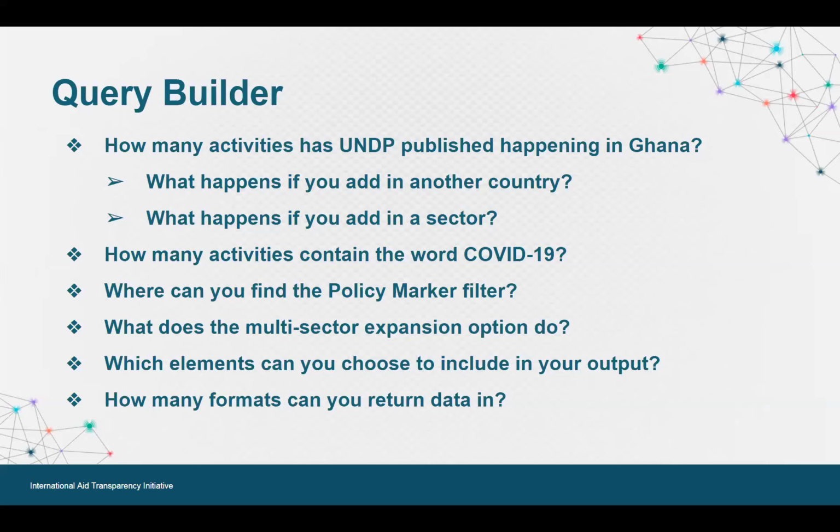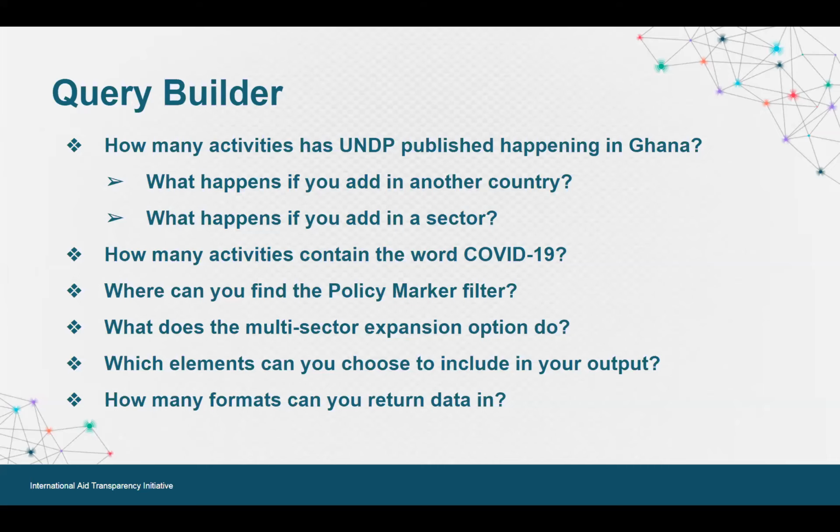How many activities contain the word COVID-19? That's a good question too. I think one of the other questions we had was about the free text search, again, 3,530, which is correct. Where can you find the policy marker filter? That's, again, add filter. Well done everyone in using the interface and finding that at the right place.